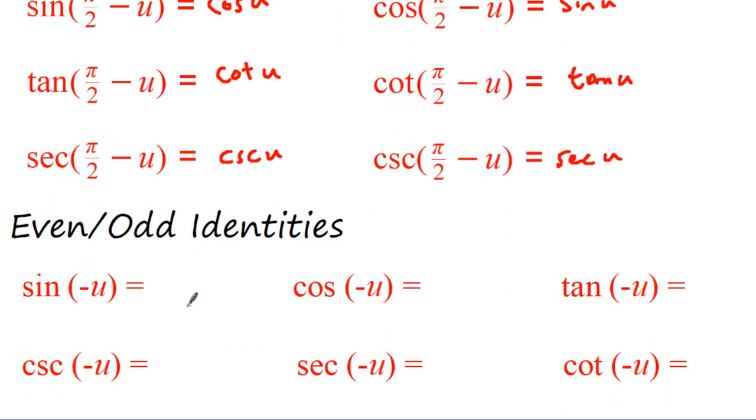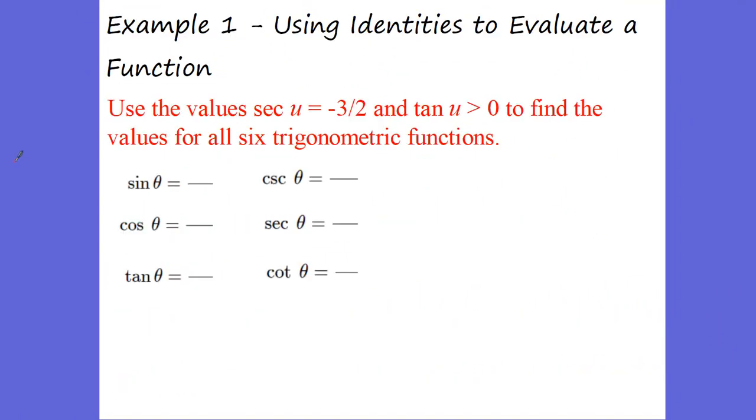We also have even-odd identities. We've talked about these before. Which ones are our even functions? Cosine of negative u equals cosine of u, and secant of negative u equals secant of u. But what do we know about all the rest of the identities? They are odd, which means sine of negative u equals negative sine of u. Cosecant of negative u is negative cosecant of u. Tangent of negative u equals negative tangent of u. And cotangent of negative u is negative cotangent of u. So these are our odd functions. Again, these are all identities. If you ever want me to show you how these identities are proven, go right ahead. There are proofs for every single one of these functions.